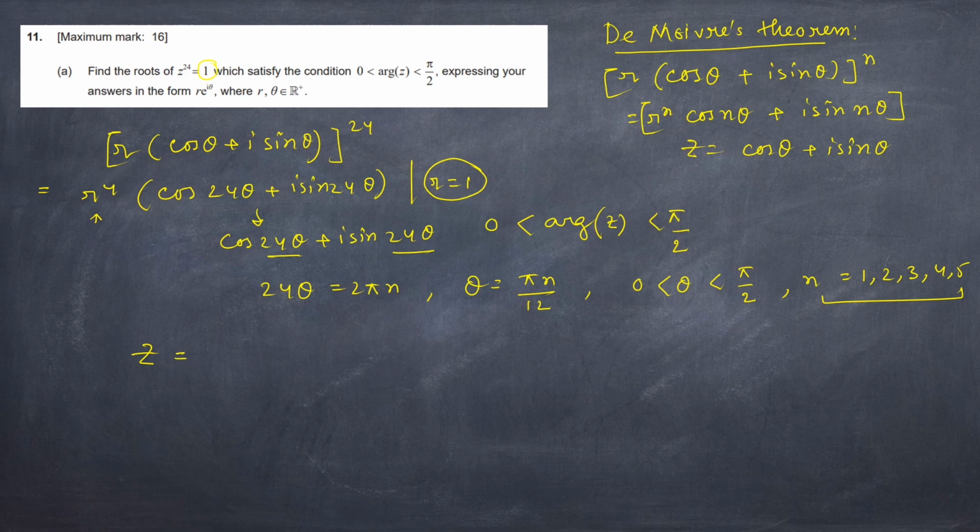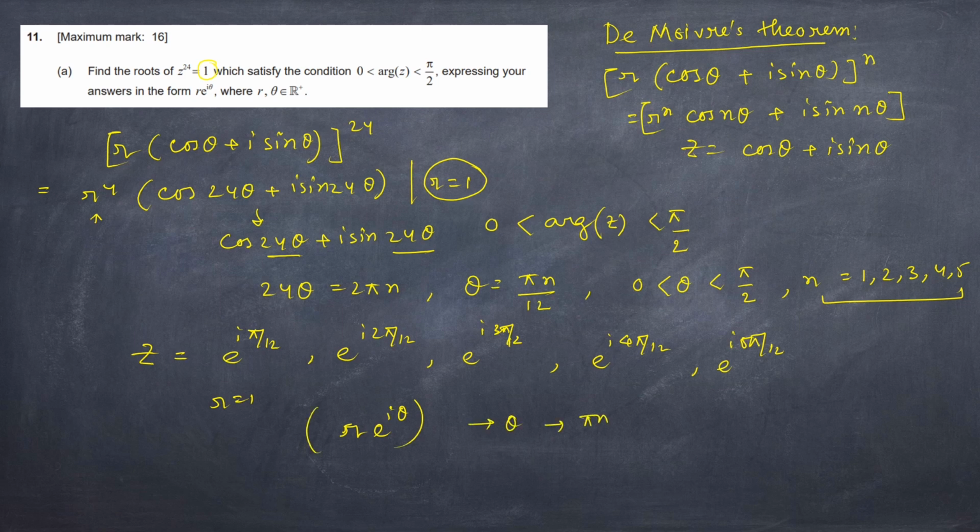So the values for z will be e to the power i pi by 12, e to the power i 2 pi by 12, e to the power i 3 pi by 12, e to the power i 4 pi by 12, and e to the power i 5 pi by 12. One more thing, the value of r equals 1, as we already said. So it is in the format of r e to the power i theta, where theta equals pi n by 12, and n takes the values 1, 2, 3, 4, 5. So this problem is done. This was a very easy problem.